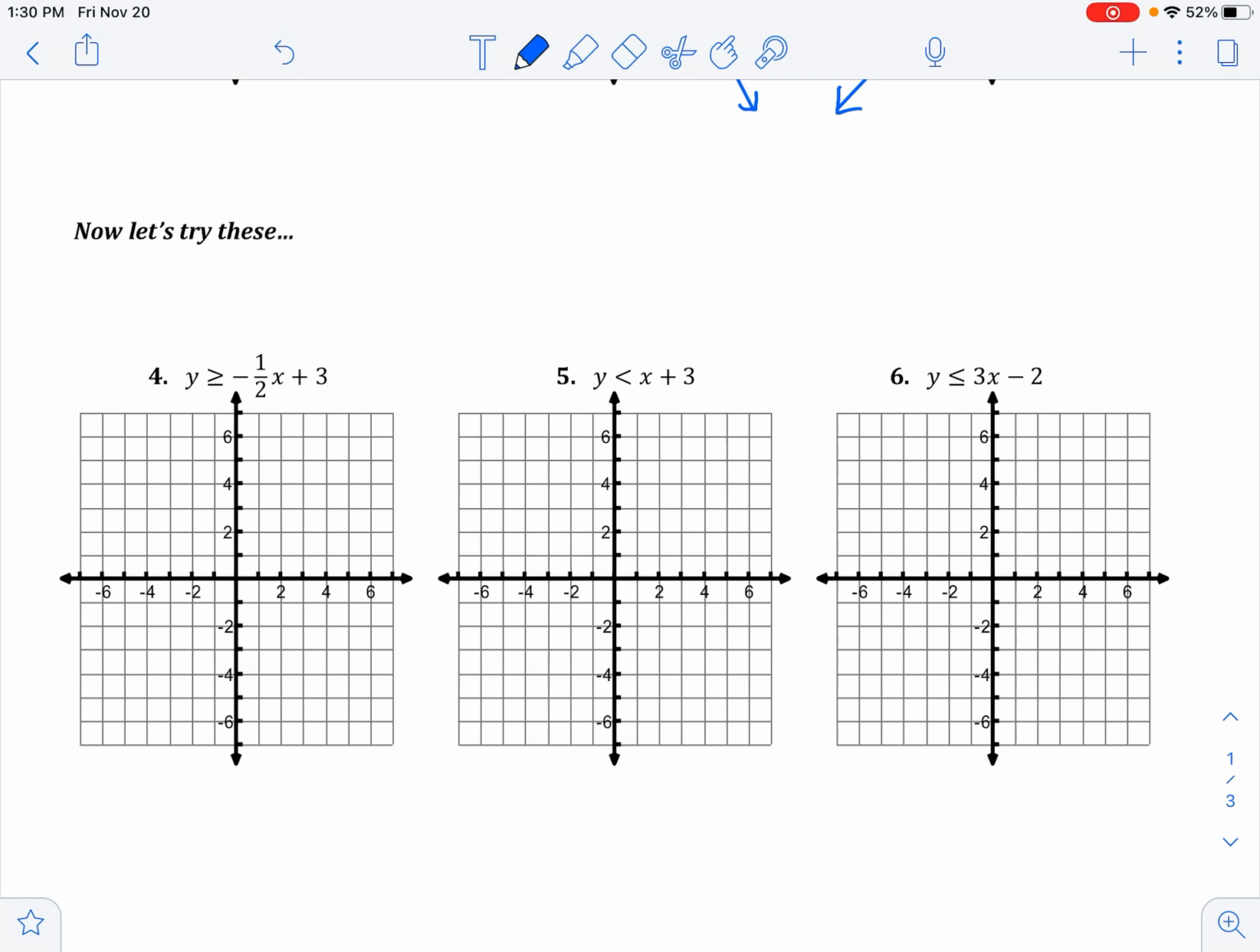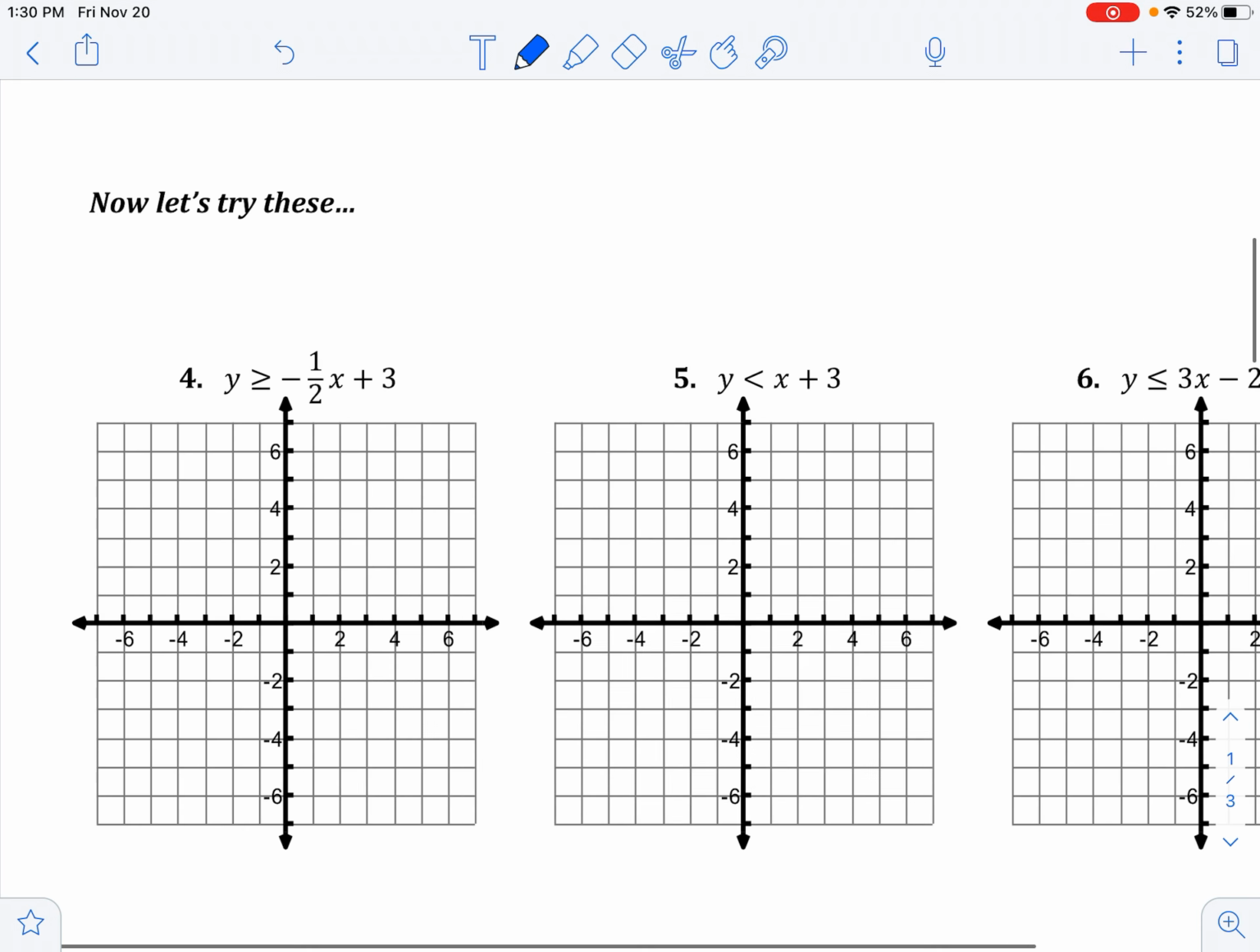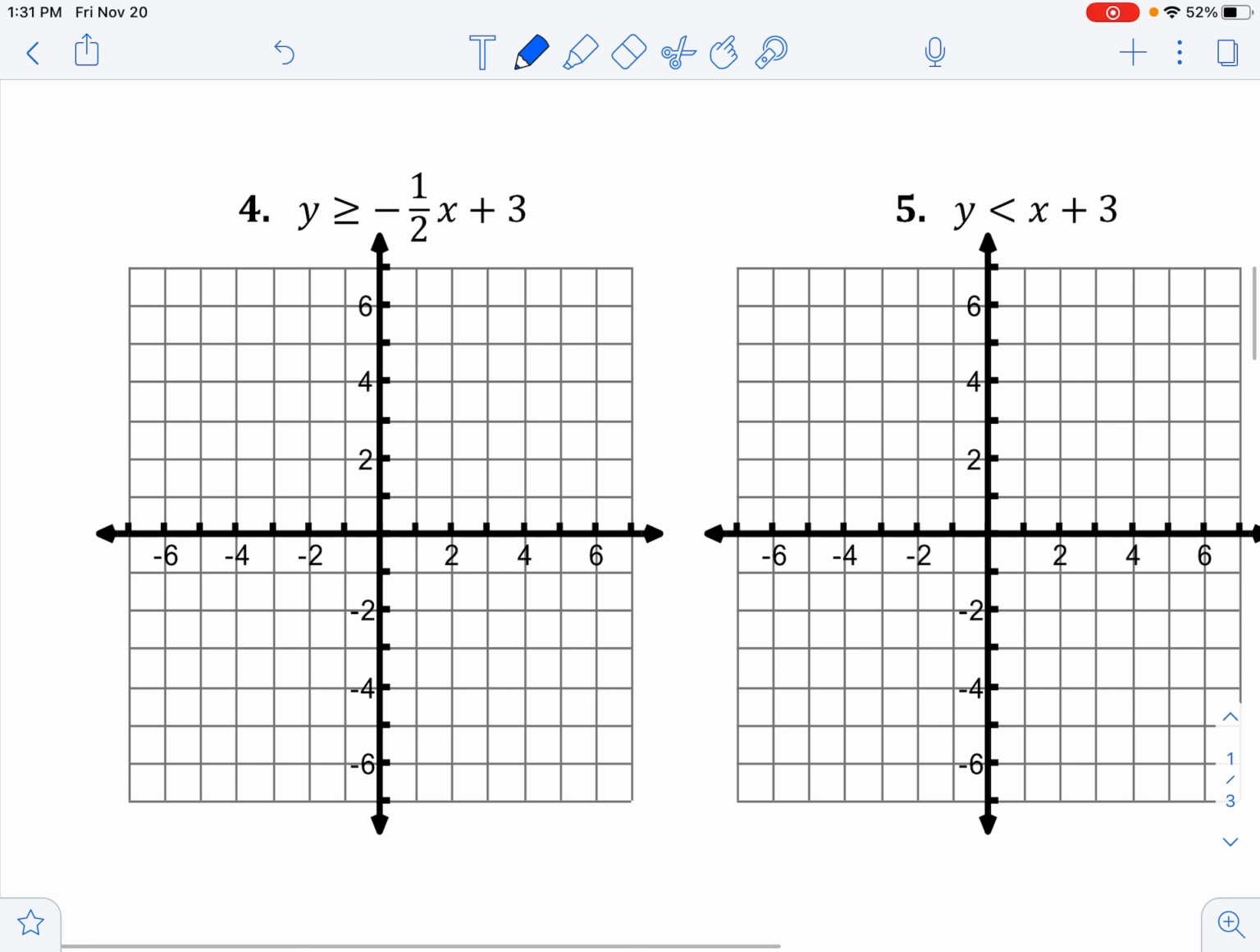You're going to graph the line, and then remember, it's either going to be solid or dashed, and you're also going to do some shading with them. Okay, I thought it was going to be the exact same line, but it's not. So I have a y-intercept of 3 and a slope of -1/2. I'm going to go down 1, right 2, down 1, right 2, down 1, right 2. Up 1, left 2, up 1, left 2, up 1, left 2.